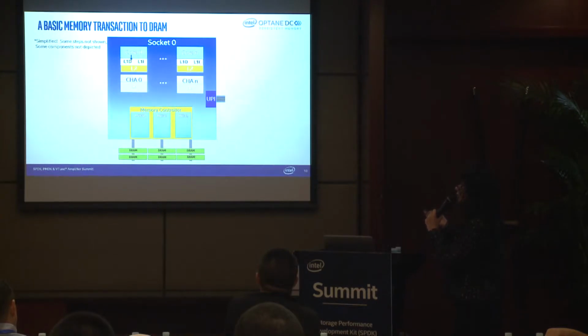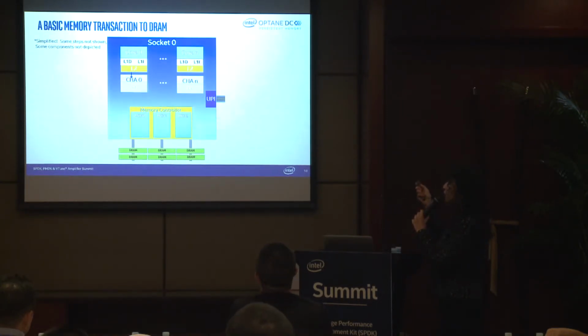So a request comes from the core. It first checks the L1 cache, and it doesn't find it there, so that's a miss. Then it goes to the L2 cache. It misses in the L2 cache. At this point, the term that we use is that the request is going off the core, and it goes to the L3.